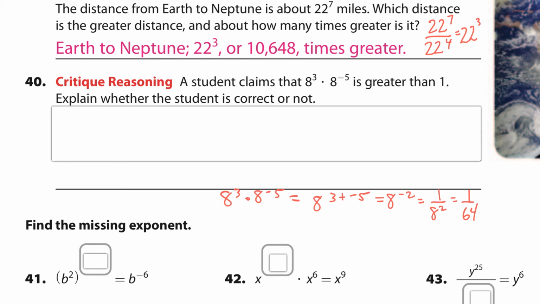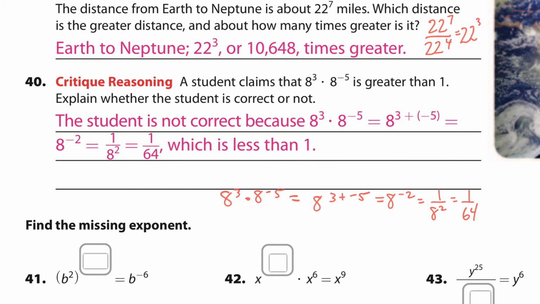And so the publisher had this to say. The student is not correct, because of what I was just saying. It's 1 over 64, which is less than 1.